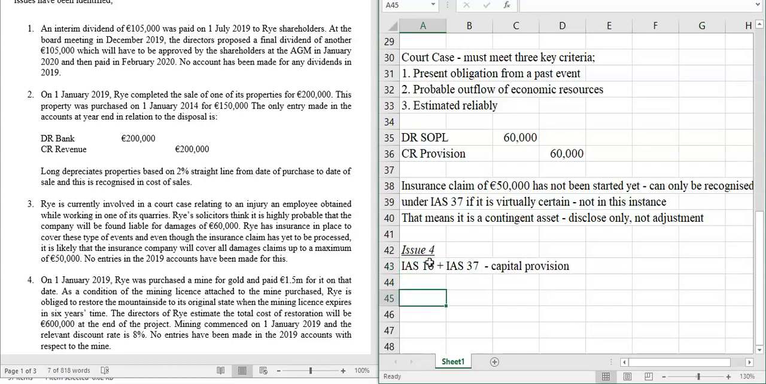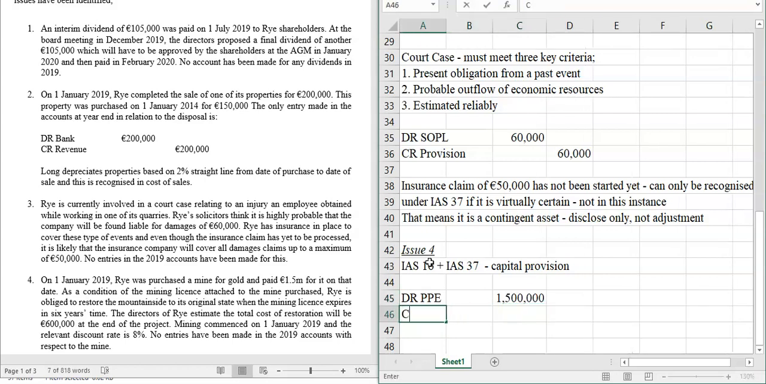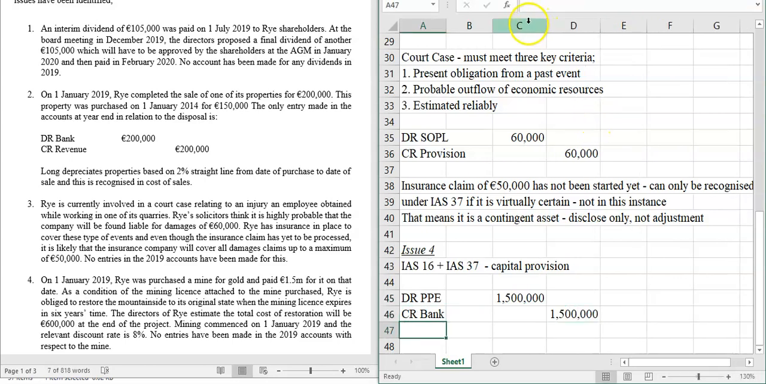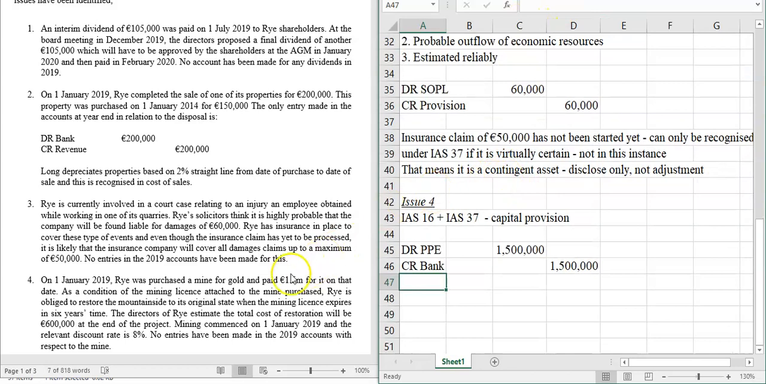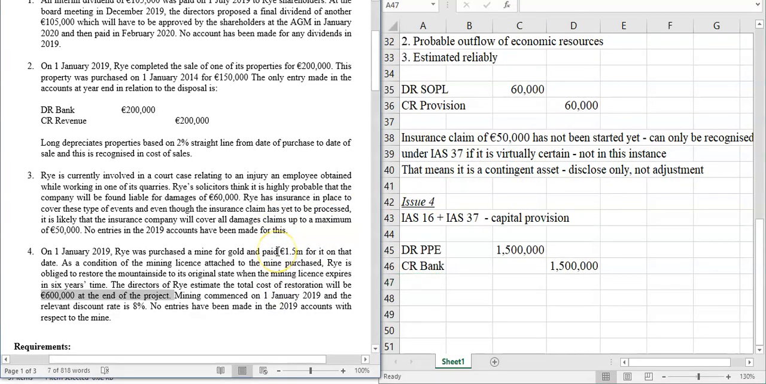So it's a provision here that's going to take account of the time value of money, because you do have an obligation to restore the mountainside, but it's not for 6 years. So when you recognize it today, you'll be recognizing it at its present value, this thing called the capital provision. So the first thing, there's no account made, so we're going to debit PP, the 1.5 million. That's the easiest starting point. How much you bought the mine for, and you credit bank. You debit PP, you credit bank, just for the amount paid for the mine itself.